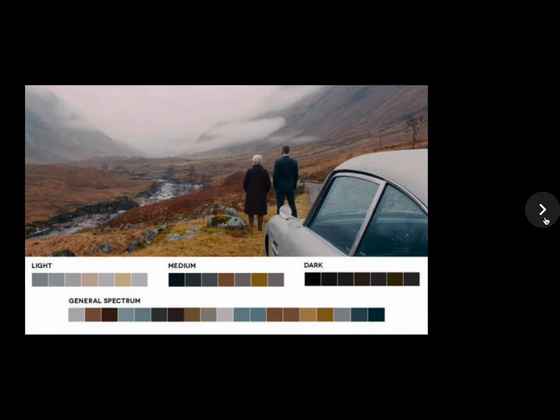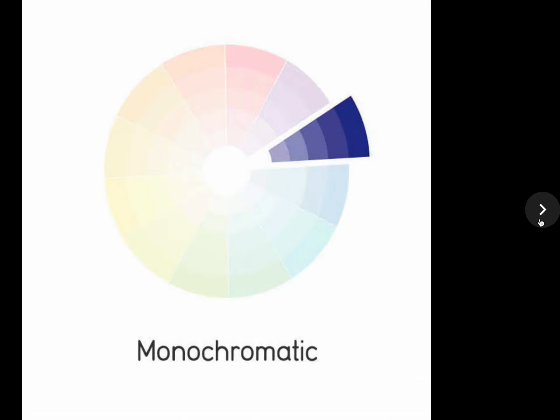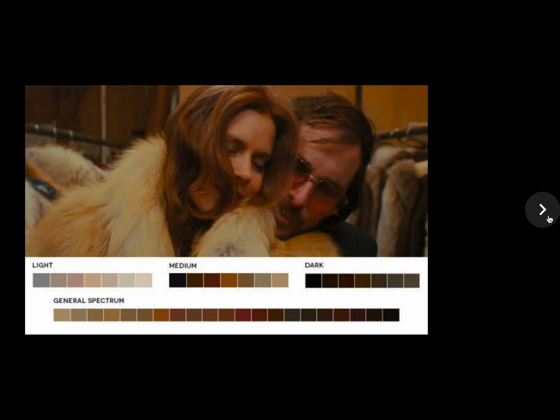This is Skyfall, and we can see here they've gone also more from yellows and browns to blue greens. Monochromatic colors. You can see this film was called American Hustle, and they had a very monochromatic color scheme here, very much in the yellows and browns, with the idea of looking back at the photographs from the 1970s.